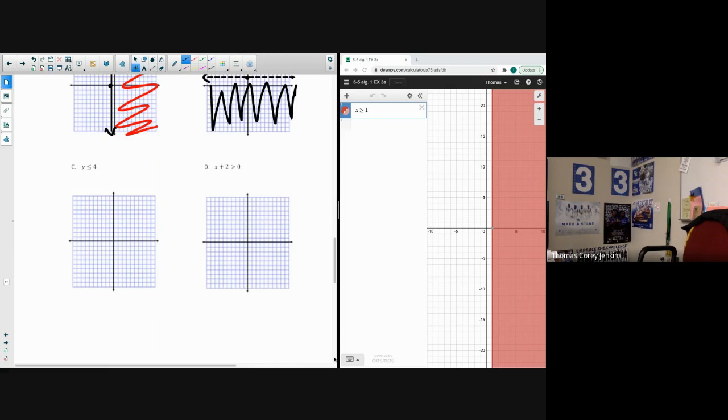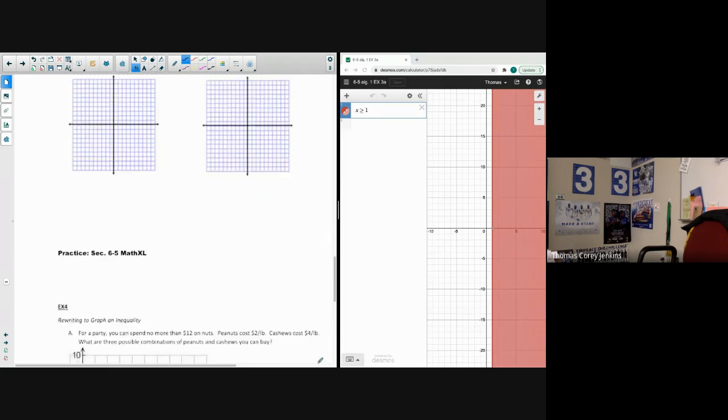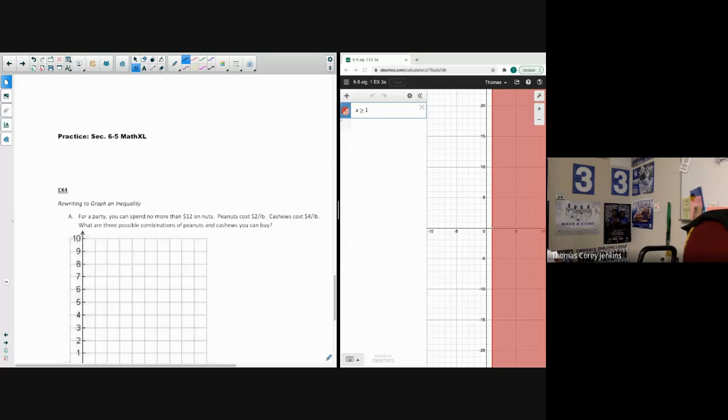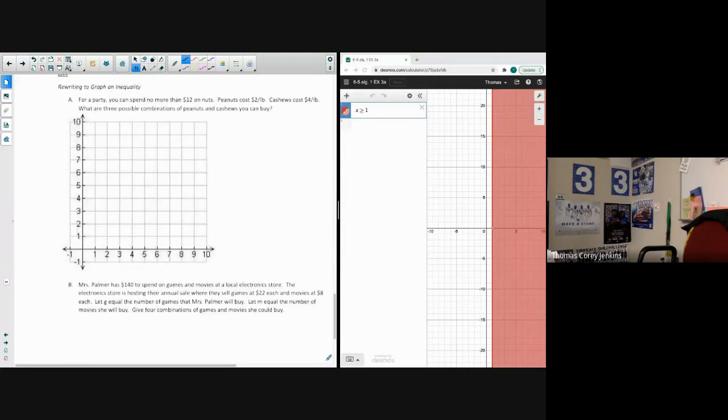And then our last type of problem are these word problems. Okay, so this goes right along with our 6-4 stuff we've spent so much time on. So example 4A says, for a party, you can spend no more than $12 on nuts. Peanuts cost $2 per pound, cashews $4 per pound. What are 3 possible combos of peanuts and cashews you can buy? So this person is a do-it-yourselfer. They're skipping in the grocery store the already assorted mixed nuts, and they're gonna do that themselves.